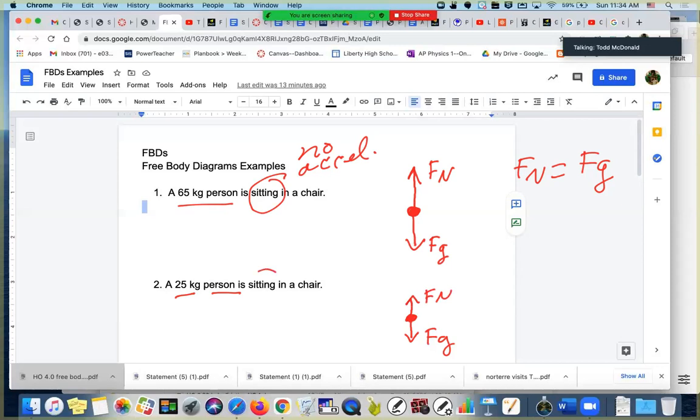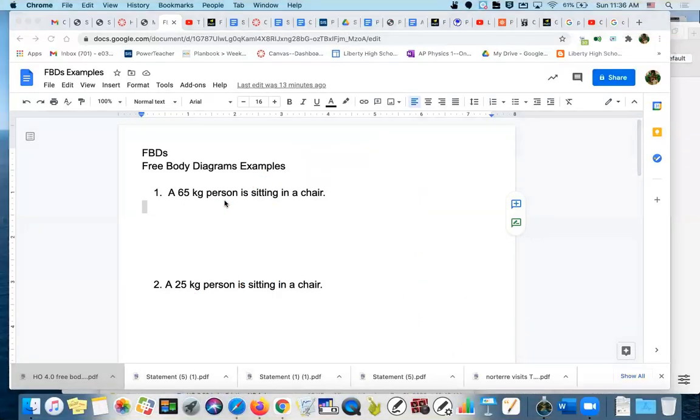Again, since this person is sitting, there's no acceleration. So our normal force must be equal to the force of gravity. So we want to make sure that those arrows are the same length. That's really important. Okay. All right. I'm going to move on to a couple more examples.